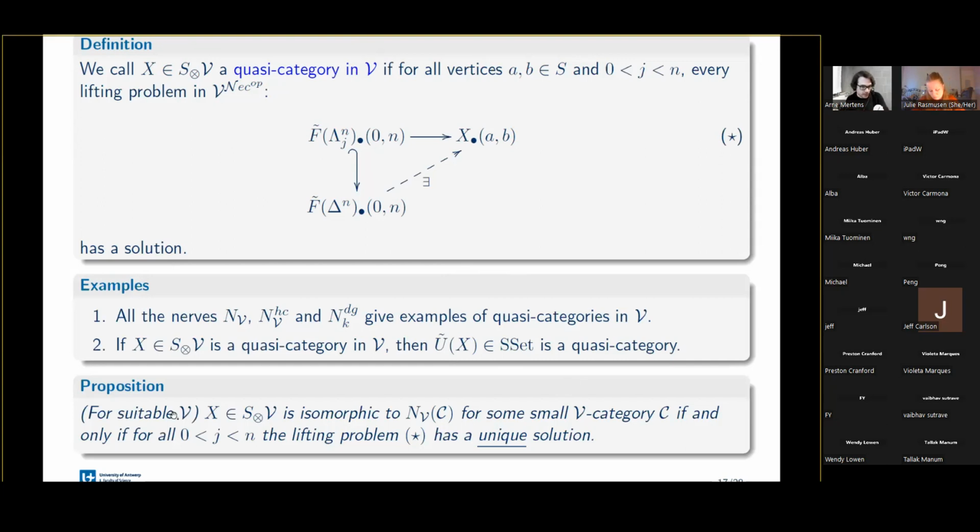In this case, I would need to put a little bit more extra conditions on V. But if I do so, then this classical characterization of categories in simplicial sets also generalizes to this context. So X, a templicial object, will be precisely isomorphic to the nerve of some V category if and only if, for all J strictly between 0 and N, this lifting problem has a unique solution. So if I restrict to quasi-categories in V for which I have a unique solution, then this will precisely recover the category of V enriched categories. So completely analogous to the classical case.